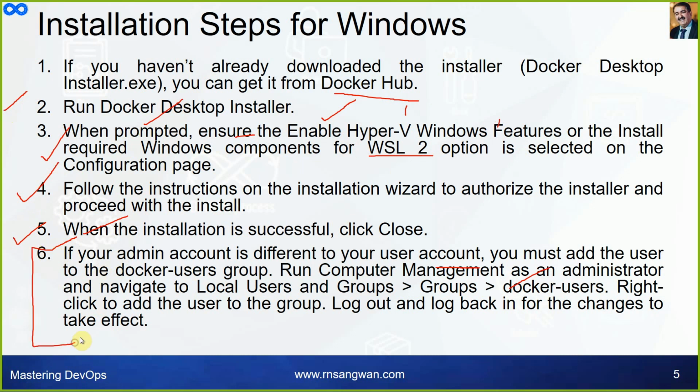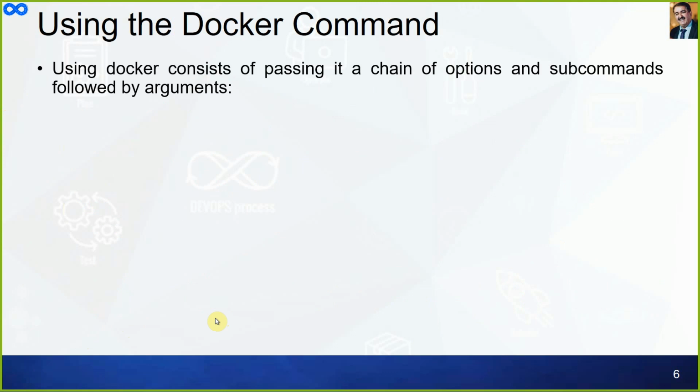Then if you are running Docker Desktop as administrator, then fine. Otherwise, you have to add the user. If your admin account is different from your user account, you must add the user to the docker-users group. Run Computer Management as administrator, navigate to Local Users and Groups, and then go to Groups and docker-users. Right click and add that user to the docker-users group, and then log out and log back in and then start working.